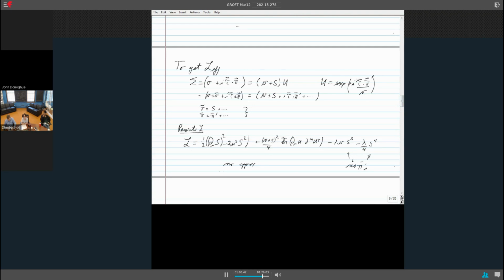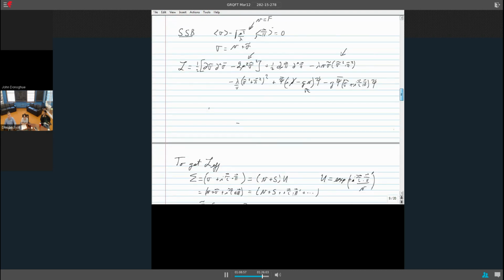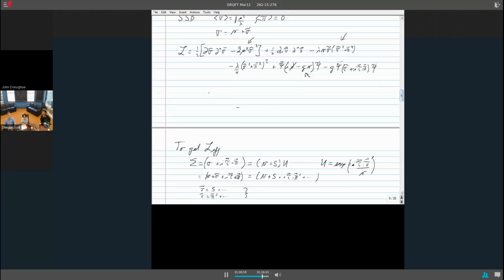Okay, and then I end up with minus lambda v s cubed minus lambda over 4 s to the 4th. And then let me not bother writing out the fermion side. The fermion side is not interesting for us now.